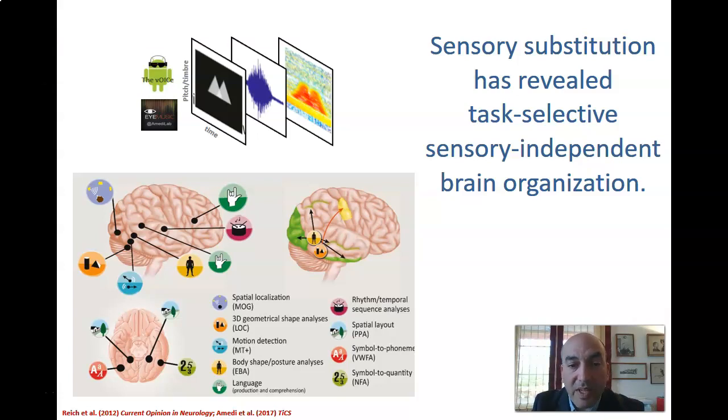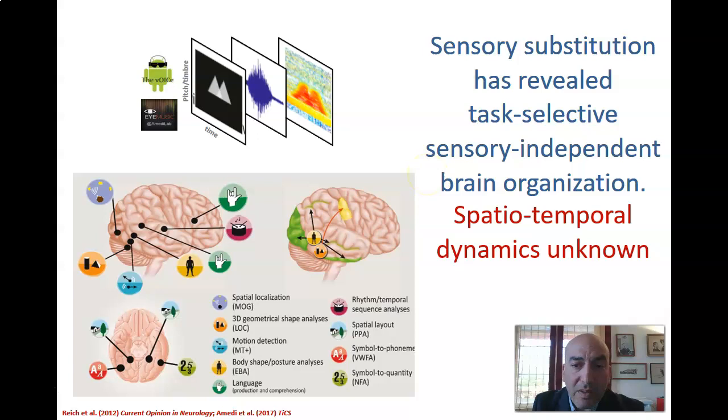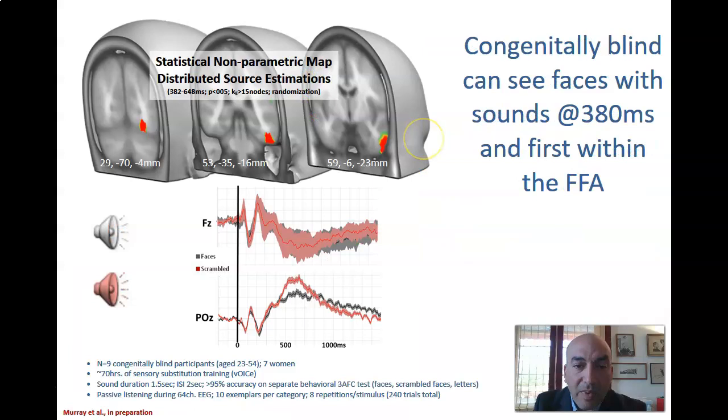Regions such as the fusiform face area, for example, can respond to sensory substitution versions of faces, those that are taken from an image and converted to a sound, and these fusiform face and other high-level visual cortices will respond in a selective manner to the faceness of the stimulus once learned. However, what we don't know are the spatiotemporal dynamics of seeing with sound. The way that we could attack that question is by using event-related potentials, which allow us to look at the spatiotemporal brain dynamics of these functions.